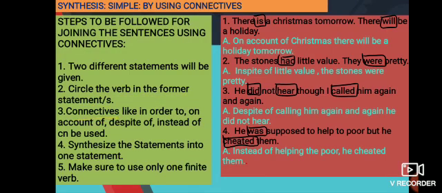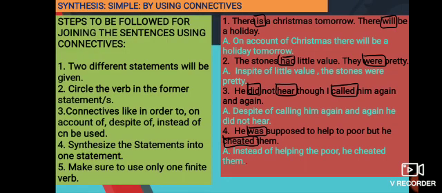Connectives like in order to, on account of, despite of, in spite of, instead of can be used. Synthesize the statements into one statement. That is called synthesis. And then make sure to use only one finite verb because this is called a simple synthesis. Take for example, number 1: there is a Christmas tomorrow, there will be holiday. The finite verbs are is and again will. 2 finite verbs. Now we have to change the sentence into simple using a connective.